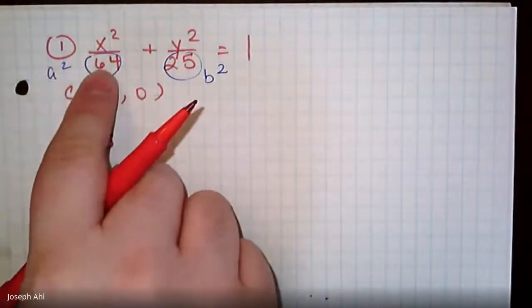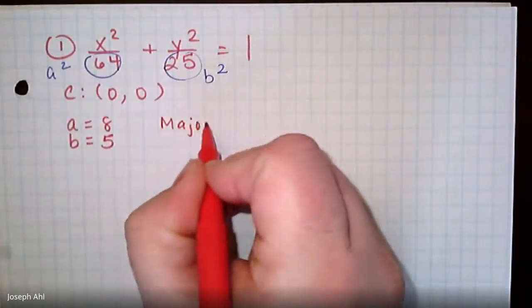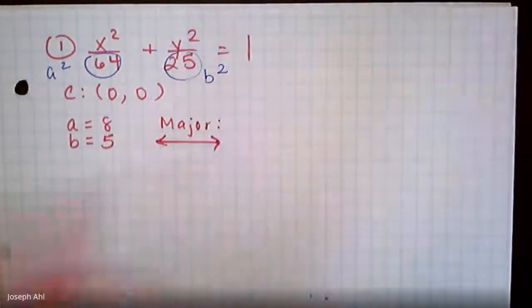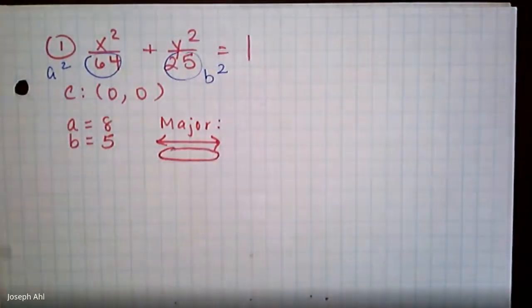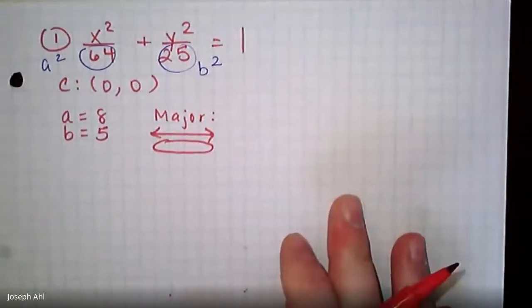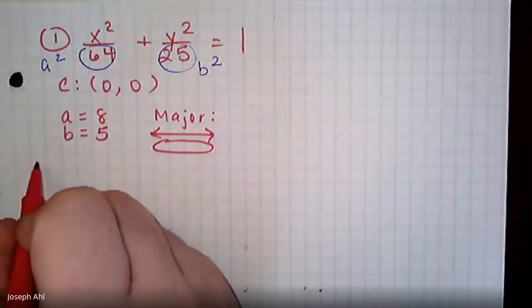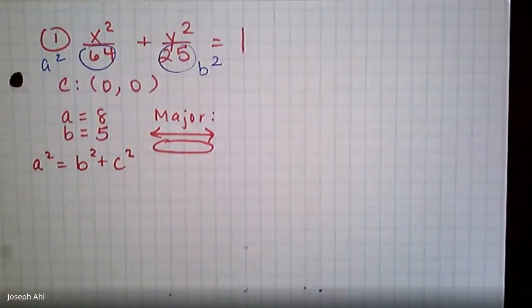And since the bigger number is underneath the x, a squared, the major axis for this one is going to be going left and right. So this is going to be one of those ellipses that's more stretched out horizontally than it is vertically. Okay. So based on that, we can probably start sketching already the ellipse. But I'm going to do one more thing. I'm going to find the value of c, because that's going to get me to the foci. So c comes from this equation: a squared equals b squared plus c squared.